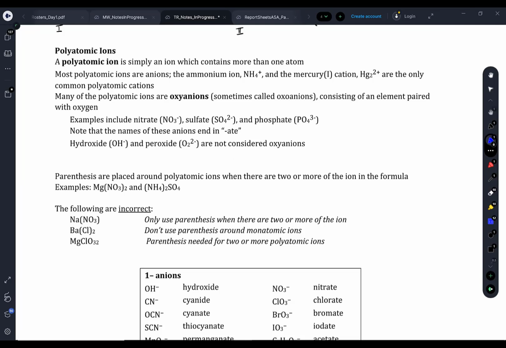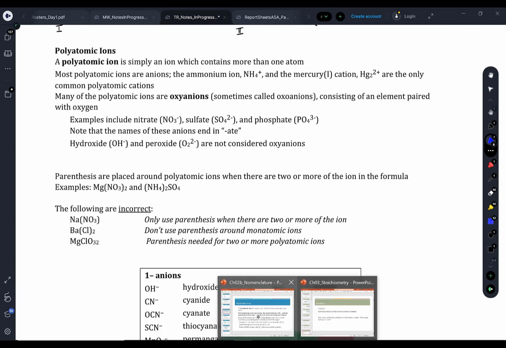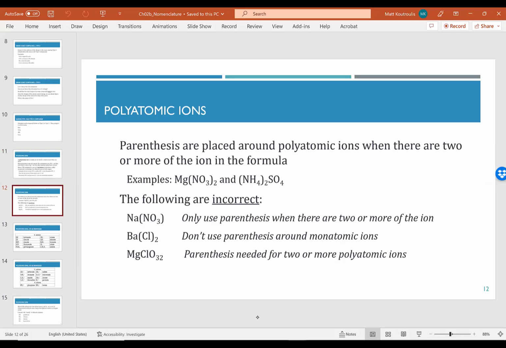A reminder about parentheses. Students often use parentheses incorrectly when they're writing formulas. The 2 ways to write them incorrectly would be to add them when you don't need them or to not write them when you do need them, right? So let's be clear. For ionic compounds, there's only one circumstance where you ever use parentheses, and that is for a polyatomic ion when there are 2 or more of them in the formula, okay?